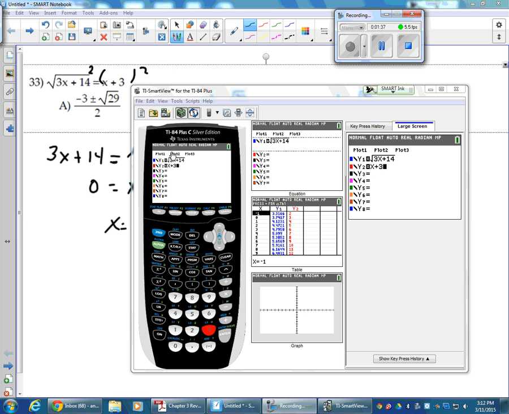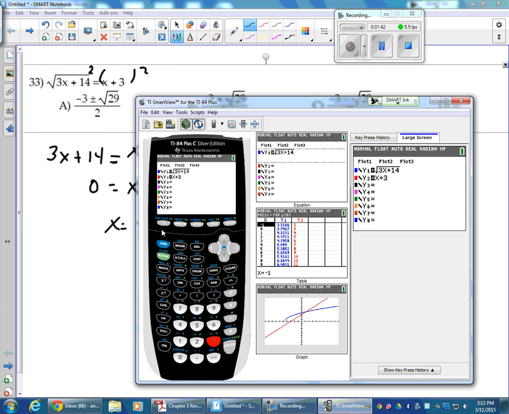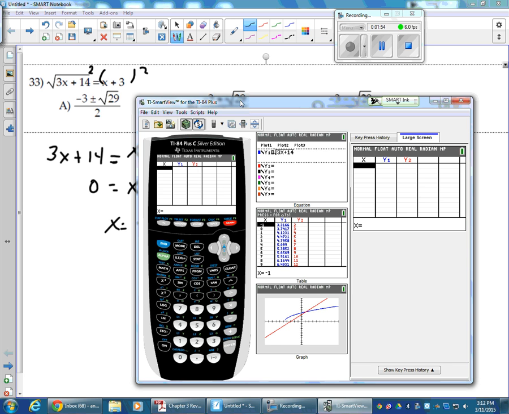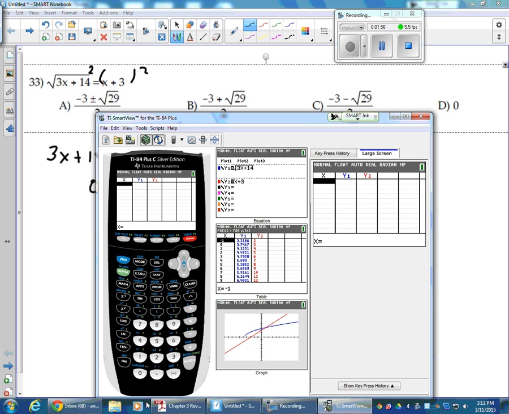Okay, so I went ahead and I typed the left side in Y1 and the right side in Y2. And what I'm going to do is I'm going to go to the table and I'm going to change the table from auto, where it's just going 1, 2, 3, 4, 5, to ask, where I can actually type in what I want to check to see if it really works. Then if I go to the table, it's blank. So what I want to check is negative 3 plus the square root of 29 divided by 2, and see if I plug that in, do I get the same thing? And I don't.